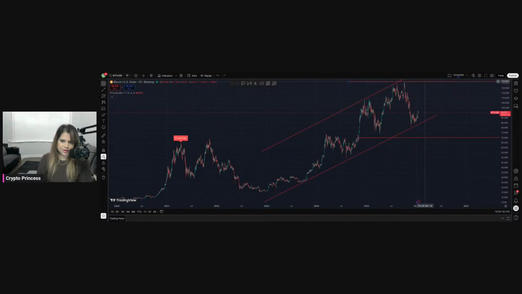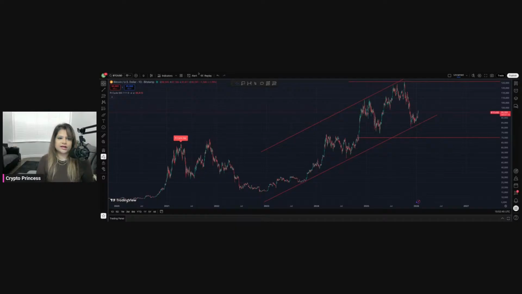Now, if that was the cycle top for this cycle, I presume we're going to range for some time between 126 and 80,000 US dollars. The reason why 80,000 is because Bitcoin has not gone below the price that it was on election day, and that was around about or just under 70,000 US dollars.